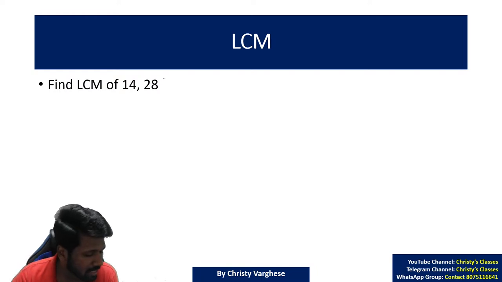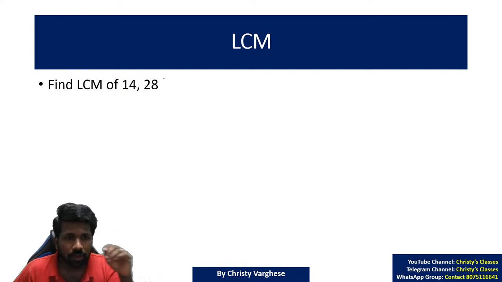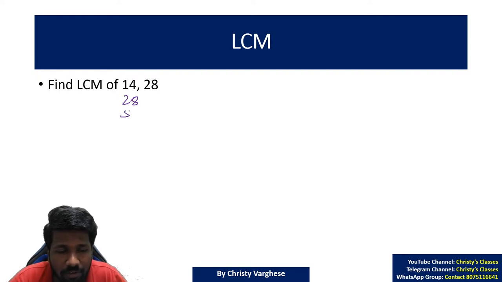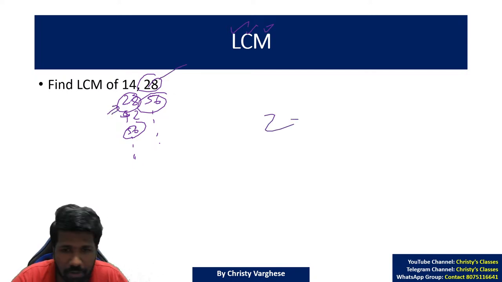Now let us practice LCM also. In the case of LCM, what will be the answer for 14 and 28? Least common multiple. Multiples of 14 are 14, 28, 42, 56, etc. And 28's multiples are 28, 56, etc. Common multiples: 28 is a common multiple. 56 is a common multiple. Least common multiple means the least among them. The least among them is clearly 28.